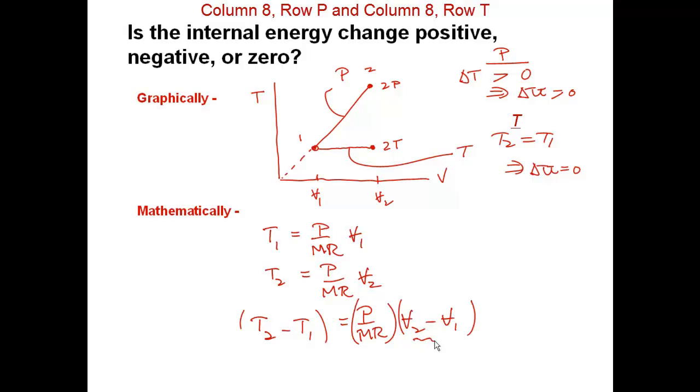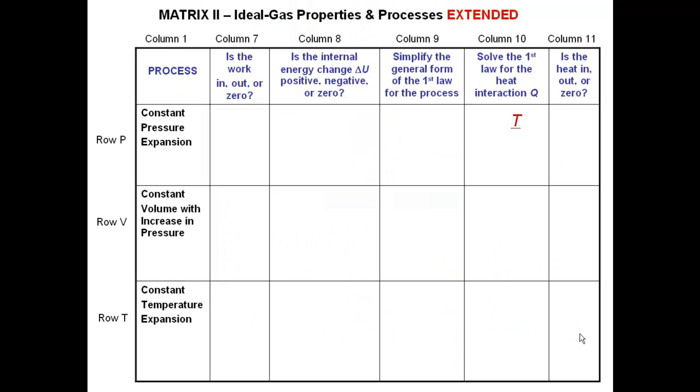And we immediately see that since V2 is greater than V1, our definition of an expansion, that delta T, then T2 must also be greater than T1. And mathematically, we have then clearly also shown that delta U must be then positive, greater than 0. So we can put that in the space here, that this is definitely going to be a positive quantity. And for the isothermal expansion, we see by definition then that this is going to be 0.